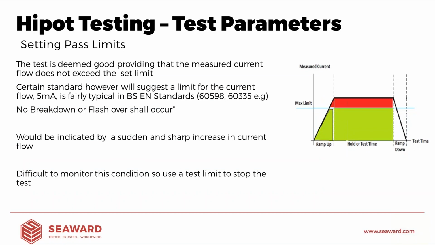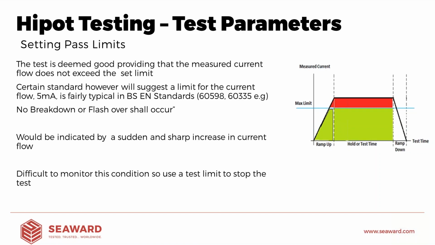And finally, in terms of our test parameters, let's talk about the test limits themselves. So we're going to talk about setting our pass limits. A pass is generally deemed good, providing that the current measured by the test equipment doesn't exceed our set limit, or as we referred to it earlier, our trip limit. Certain standards will suggest a limit for the current. You'll find in many standards that 5 milliamps is fairly typical, particularly in lighting or household type equipment.